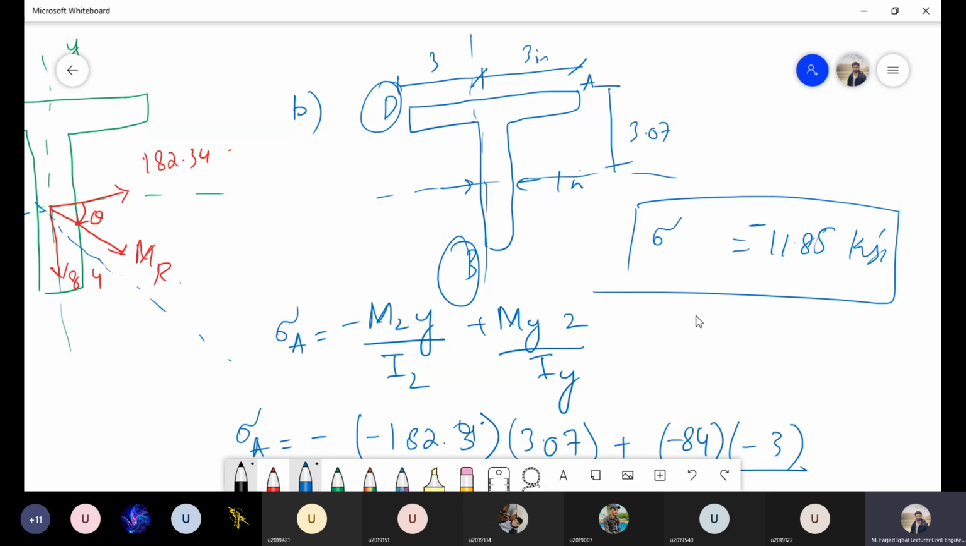So I'm going to stop over here, and this is all about the symmetrical section. In the next class, which will happen after the midterm exam, we are going to solve unsymmetrical bending for the unsymmetrical section. These were all symmetrical sections. Next, we have to go into unsymmetrical sections.